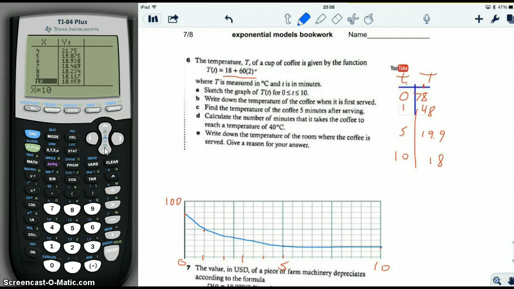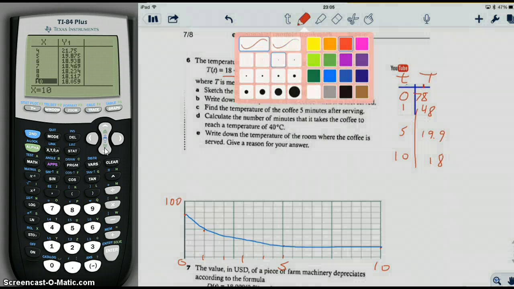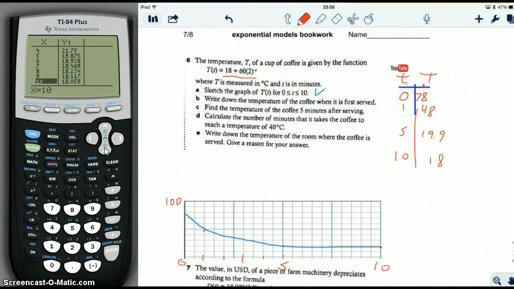Okay, sketch the graph we just did. Write down the temperature of the coffee when it is first served. This is the temperature of the coffee. It starts out at 78, and then it drops down gradually, and the asymptote is 18. So I guess that would be this, 78 degrees. That's when t equals 0.